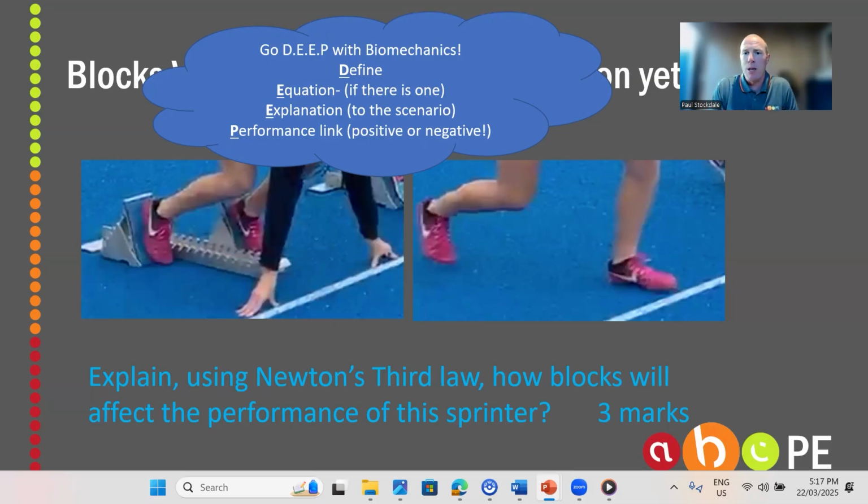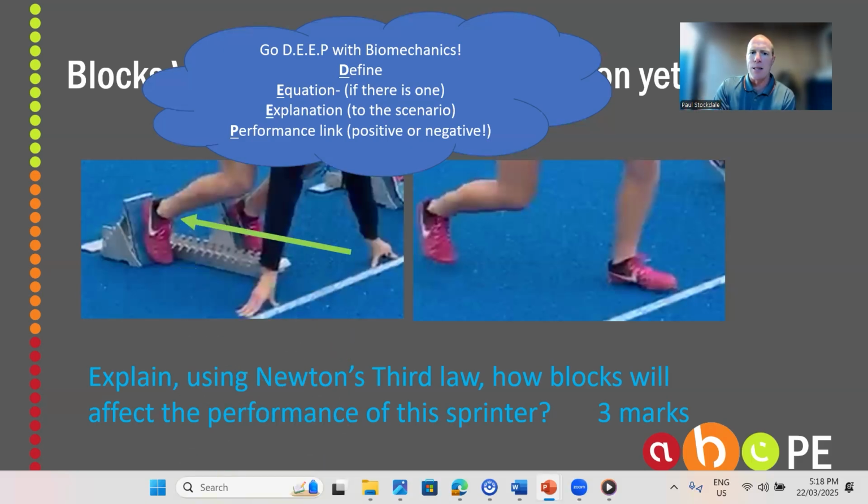Okay, so let's tackle this. We'll give you the explanation here first. Newton's third law says for every action, there is an equal and opposite reaction. Now, with the blocks or without the blocks, the force generated will remain pretty similar. This is the same athlete. They've got the same muscle mass. They've got the same percentage of muscle fiber types, etc.